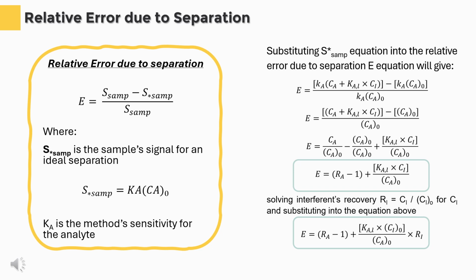And a more useful equation is obtained by solving interference recovery, Ri equals Ci over CiO, for Ci, and substituting into the equation above it. The first term of the final equation accounts for the analyte's incomplete recovery, and the second term accounts for a failure to remove all the interferent.